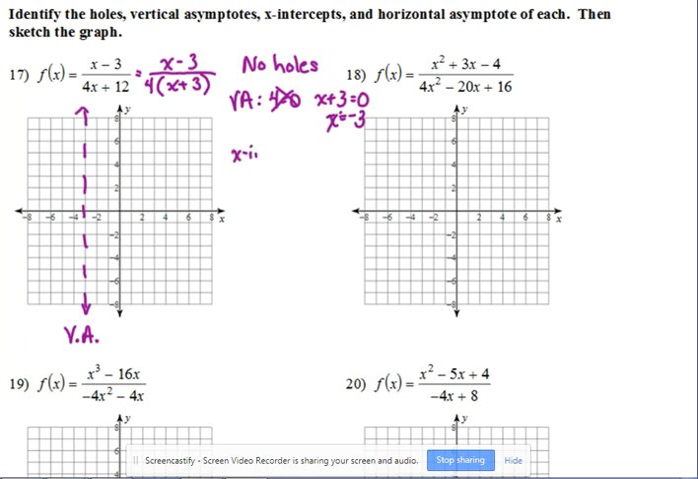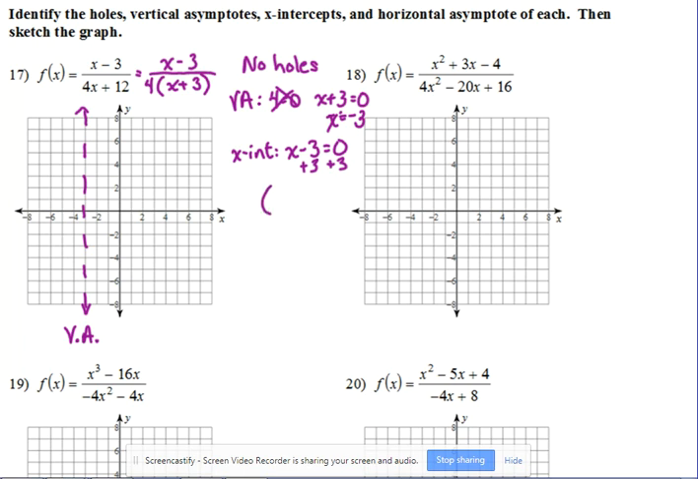For the x-intercept, we set the numerator equal to 0. Let me explain why we're setting the numerator equal to 0. When you are anywhere on the x-axis, what's the y value? 0, okay? So that means the function is equal to 0. The function is a fraction. The only way a fraction can equal 0 is if the top part of it is 0. So that's why we set the numerator equal to 0 for the x-intercepts.